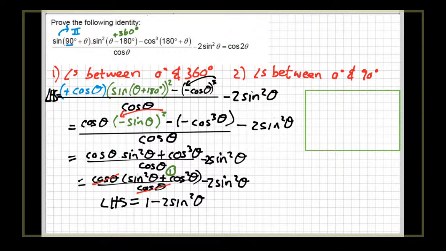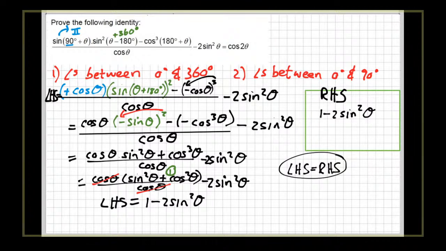And then I'm going to work on the right-hand side. If I look at cos of 2 theta, oh yes, look where I want to change it. I want to change it to something that has only a sin in it. So I'm going to choose 1 minus 2 sin squared theta. Absolutely brilliant. Because now my left-hand side is equal to the right-hand side.